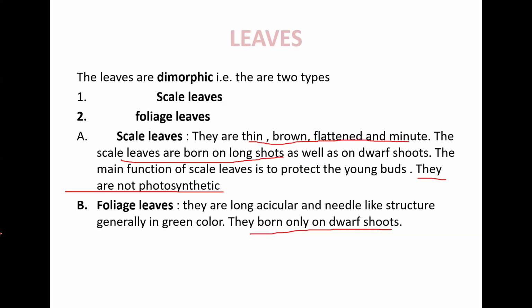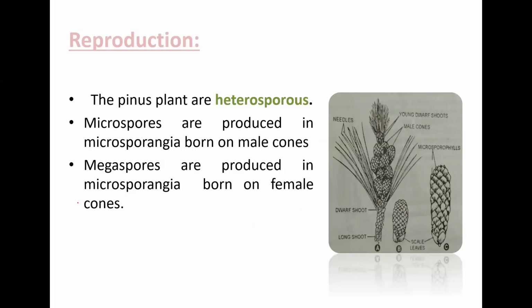In Pinus, scale leaves are developed on both types of shoots, that is, branches of unlimited growth as well as branches of limited growth. Whereas foliage leaves are developed only on the dwarf shoot, or we can call it the branches of limited growth. And these foliage leaves are long, needle-like structures, generally green in color, which perform photosynthesis. Am I clear up to this point, all of you? Right. Next, we are moving on.